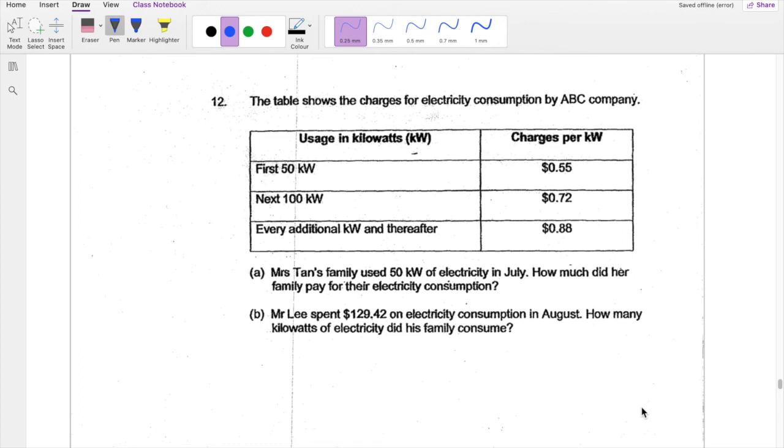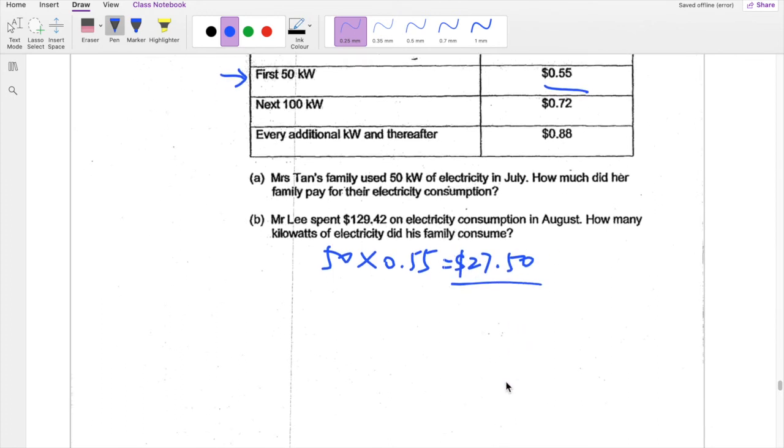Okay, question 12. The table below shows the charges for electricity consumption for ABC company. We see that with different usage of kilowatts, the charge per kilowatt is different. It says Miss Tan's family used 50 kilowatts of electricity in July. How much did she need to pay? Well, if they only use 50, it fits this category. So for this one, the price is this one. So we just use 50 kilowatts times the unit price, 0.55. This gives 27.50. This is the amount.